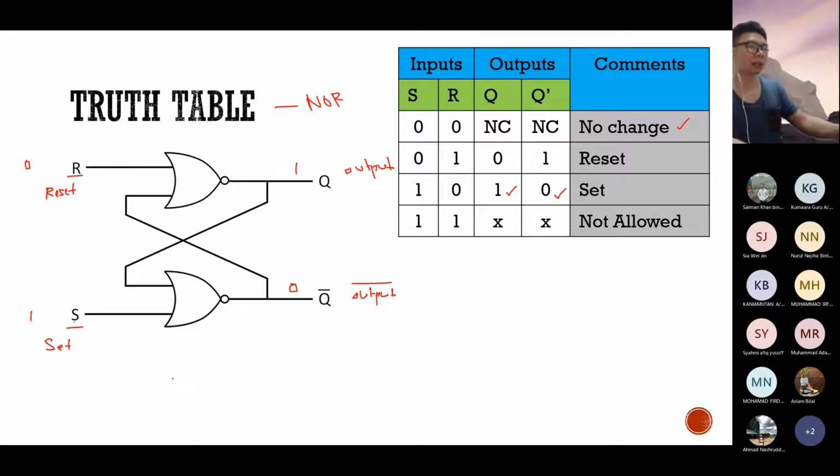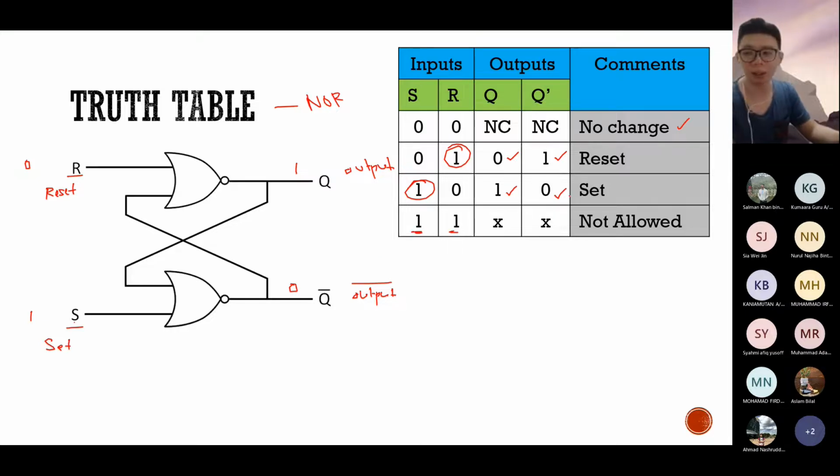What I'm trying to highlight over here is that if you give a value of 1 at this input R, it will want to make this Q to be 0. So whenever we have 1 over here, this Q will be 0. And whenever we have 1 over here and 0 here, this Q will be 1. And of course, Q bar is just the opposite, the complement.